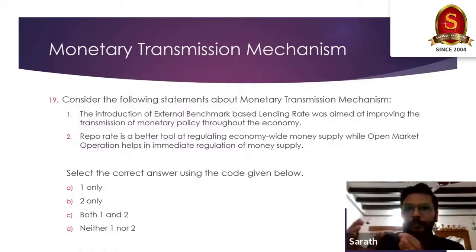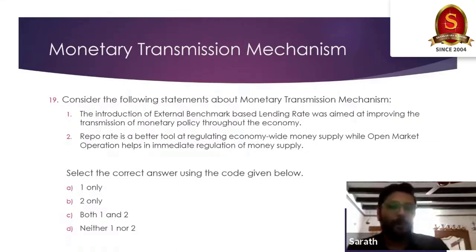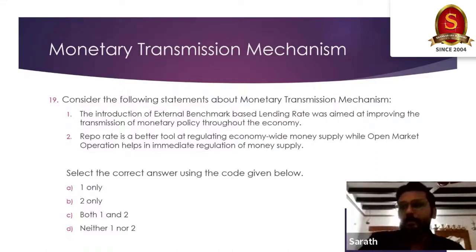For certain kinds of loans, RBI replaced MCLR with EBLR, external benchmark based lending rate. MCLR was based on internal factors of the bank, like their cost of borrowing and operational cost. External benchmark is based on the repo rate and a couple of other external factors. Once it is based on repo rate, when repo rate changes, EBLR also rises by the same extent. Repo rate falls, EBLR also falls. So it was aimed at improving the transmission of monetary policy through the economy. So the first statement is correct.